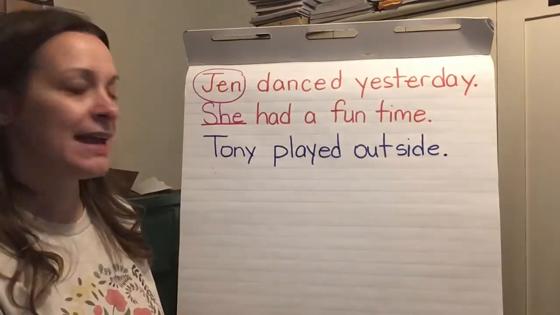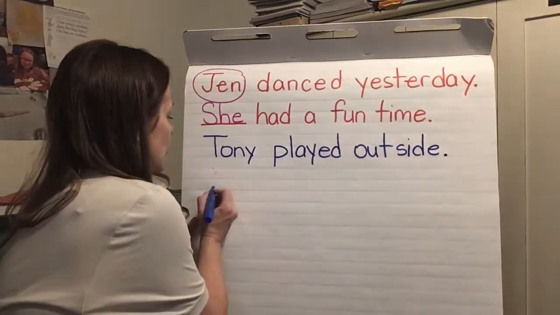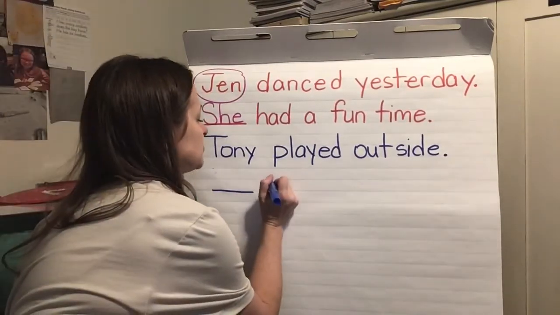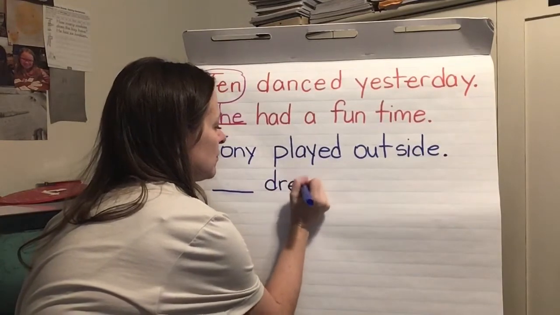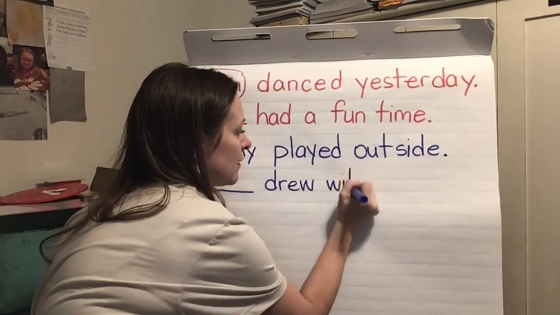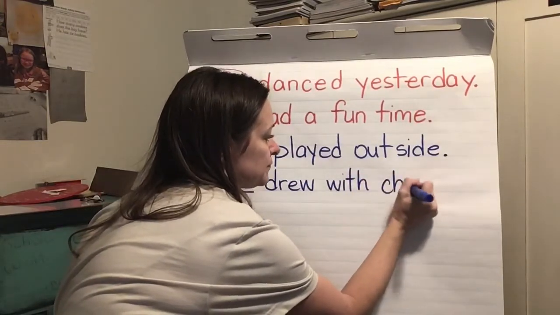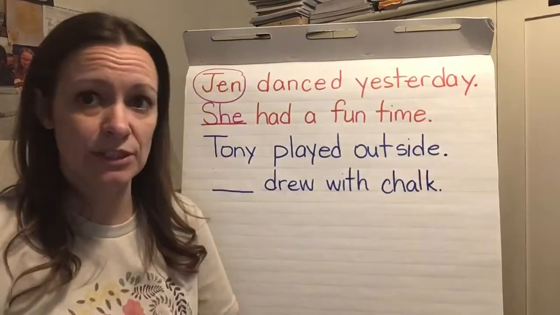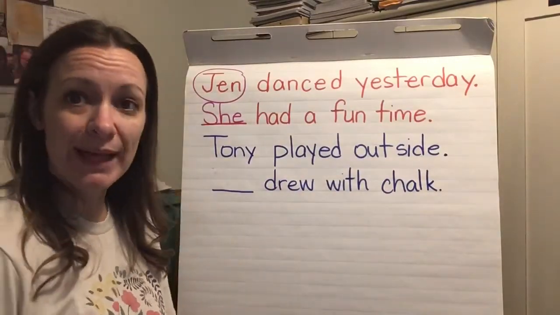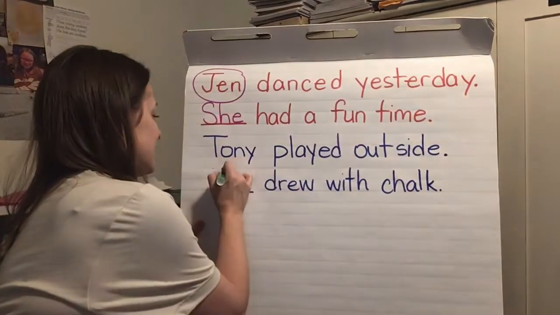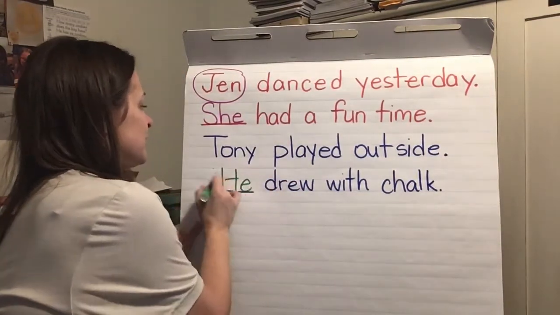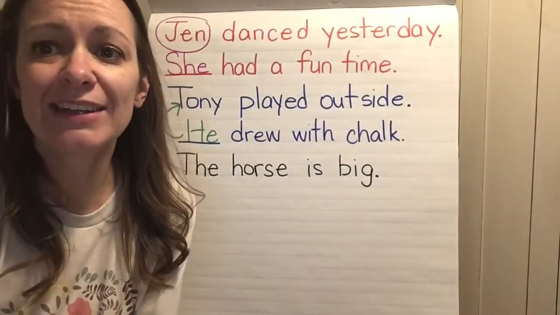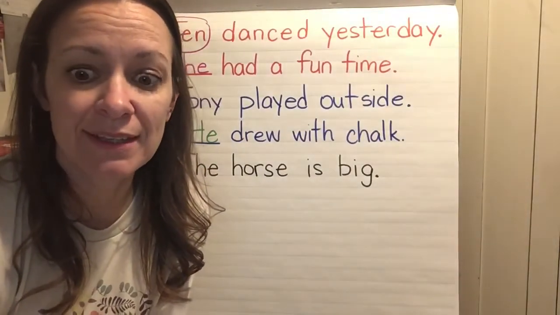He played outside. Now, to replace Tony with a pronoun, we could say blank drew with chalk. Instead of saying Tony played outside, Tony played with chalk, we could replace it with the pronoun. What was it again? He. And when we say he, we're talking about who? Mr. Tony. Good job.